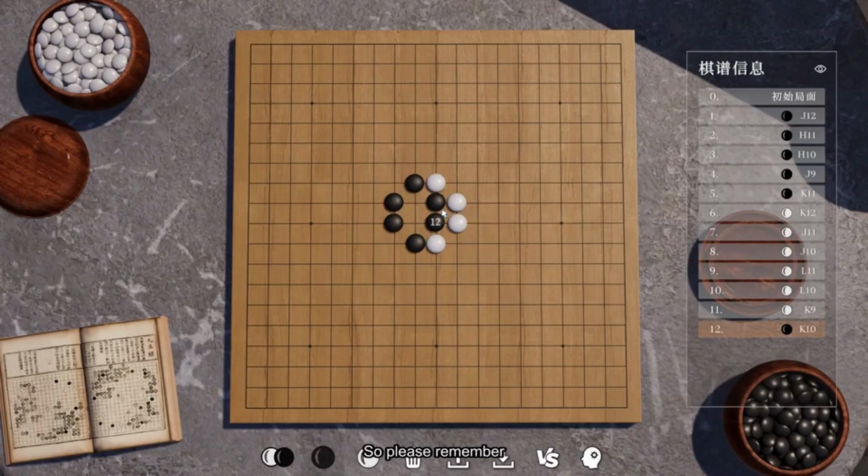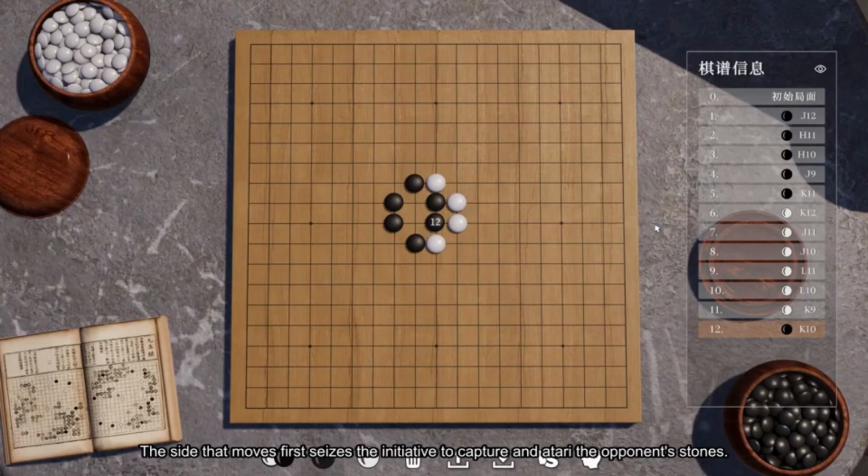So please remember, these 2 shapes where both sides are in mutual Atari, once they appear, the side that moves first seizes the initiative. To capture the opponent's stones is often the best choice. Then, that concludes all the content of the second lesson in this section.